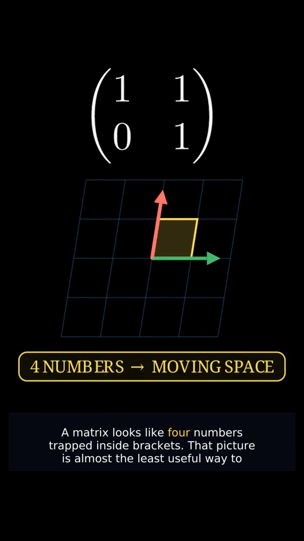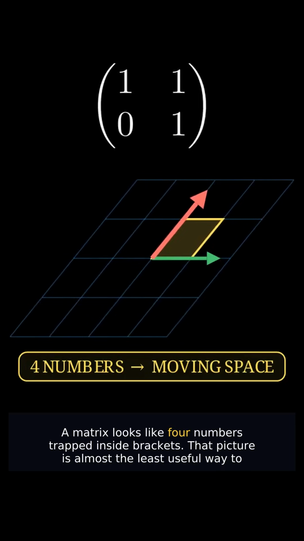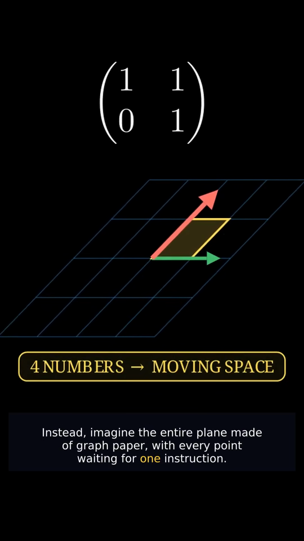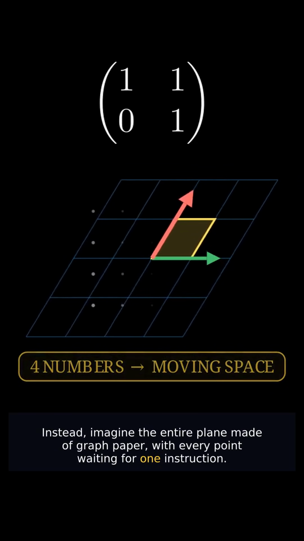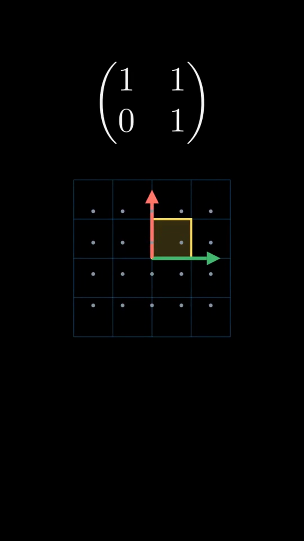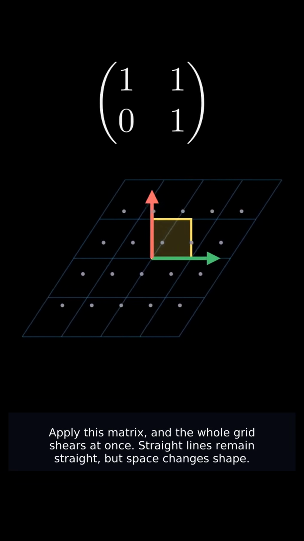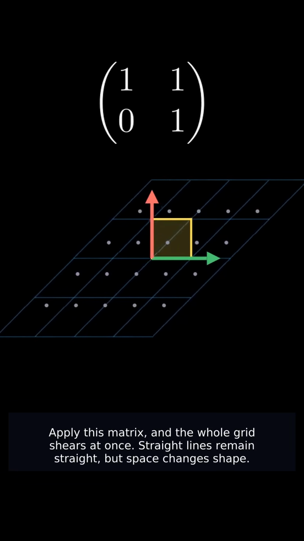A matrix looks like four numbers trapped inside brackets. That picture is almost the least useful way to understand it. Instead, imagine the entire plane made of graph paper, with every point waiting for one instruction. Apply this matrix, and the whole grid shears at once. Straight lines remain straight, but space changes shape.